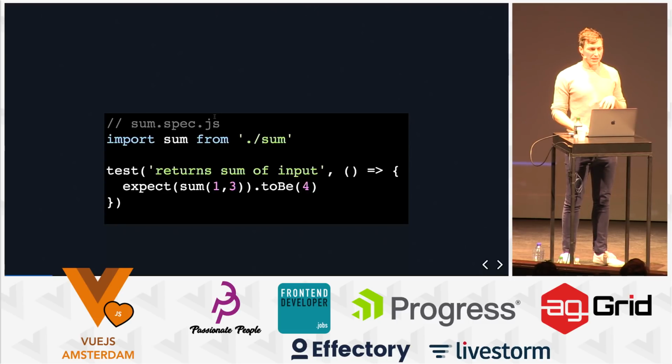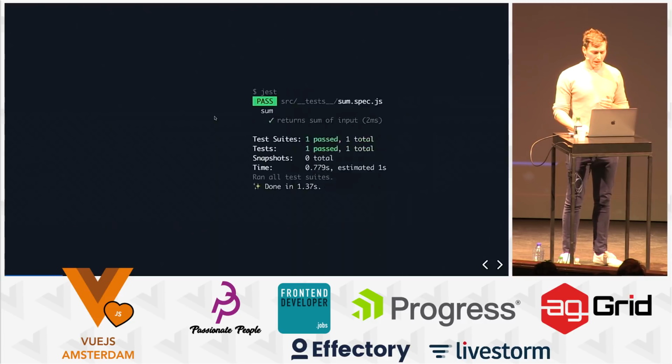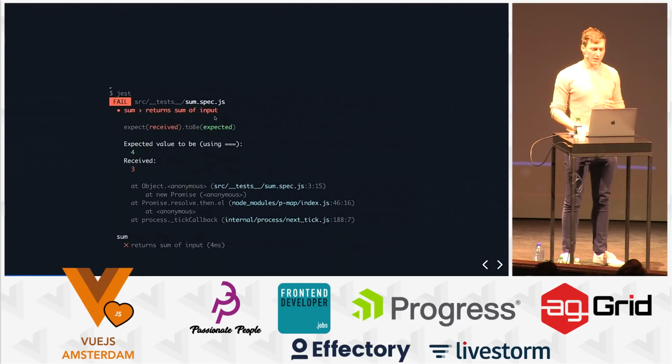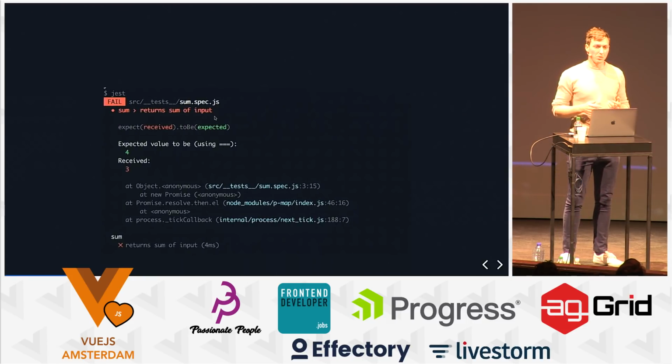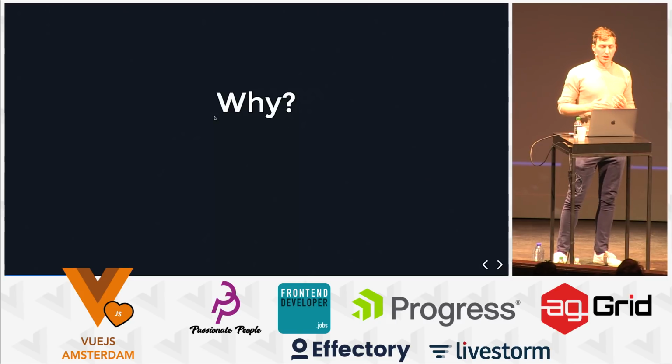So when we run Jest in the command line, it's going to find this file, run the test, and if the sum of 1 and 3 does return 4, we'll get some output like this. It tells us that the unit test is passing. If the sum of 1 and 3 doesn't return 4, then we'll get an output like this. It tells us that the test failed, and it gives us a good idea of why it failed. So that's what a unit test is.